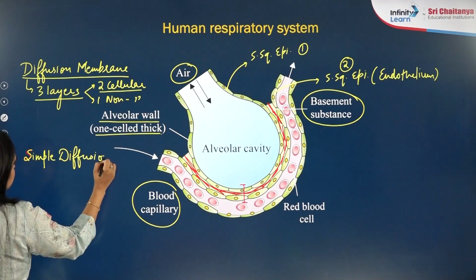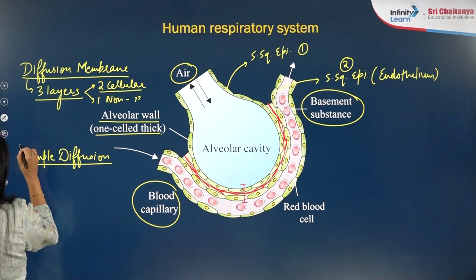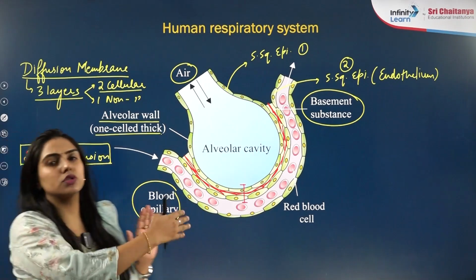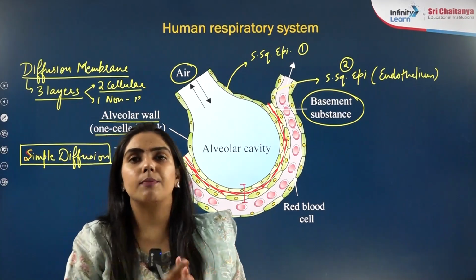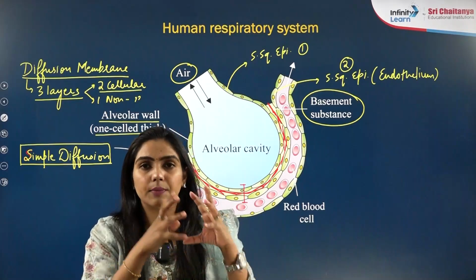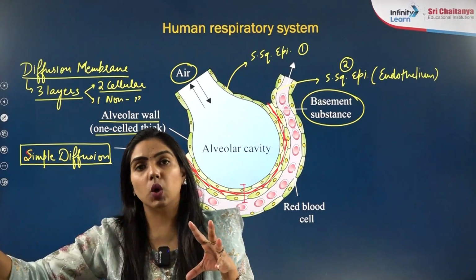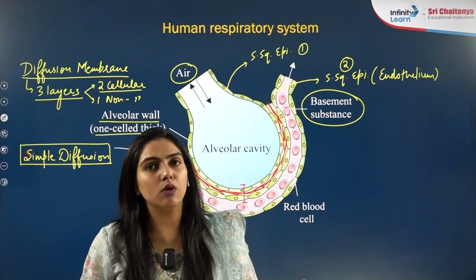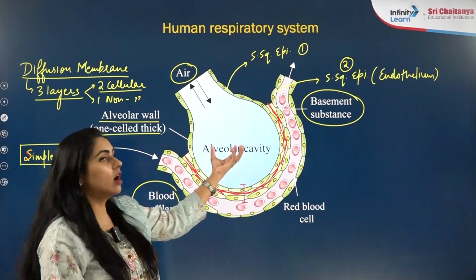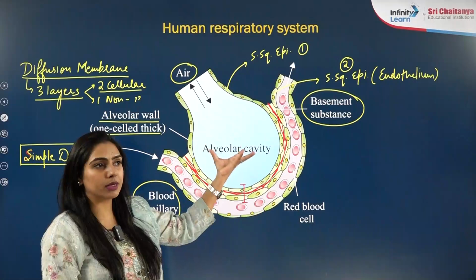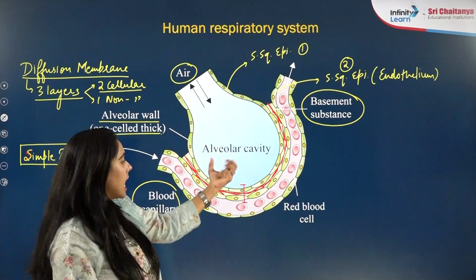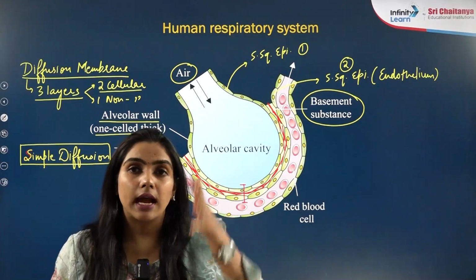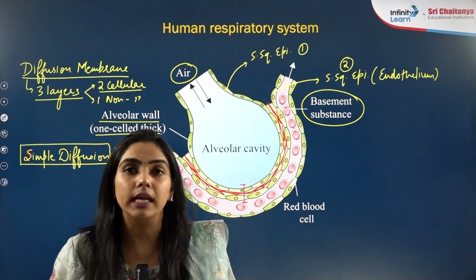Simple diffusion means it will occur along the concentration gradient. One gas will diffuse to the other site based upon the pressure. Where the pressure is more, it will go towards the site where the pressure is less. I will tell you what is the pressure of air, what is the pressure of oxygen, what is the pressure of carbon dioxide in the alveoli, what is the pressure of oxygen and carbon dioxide in the blood, and how the exchange of gases will be done.